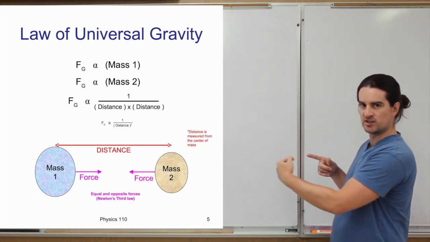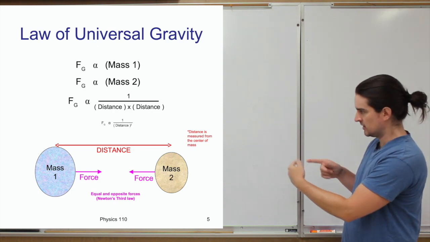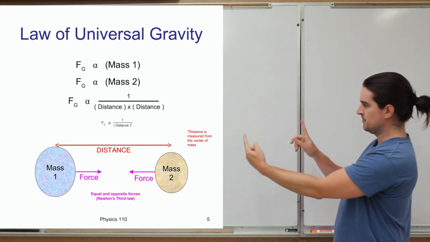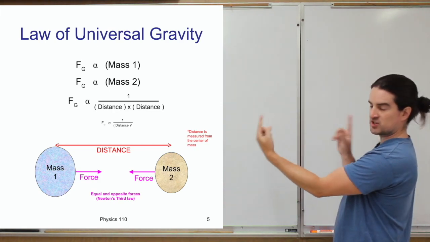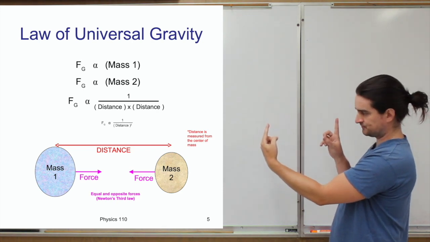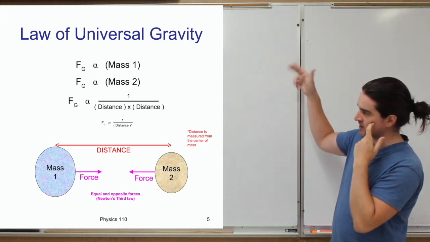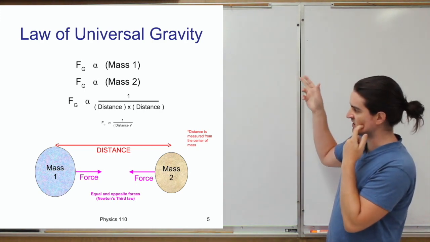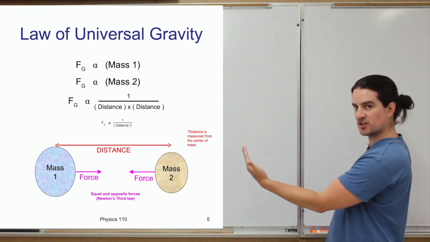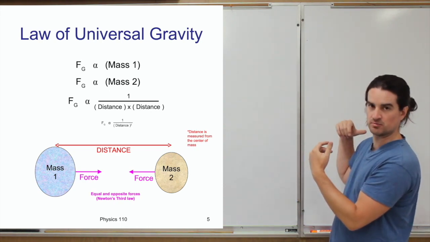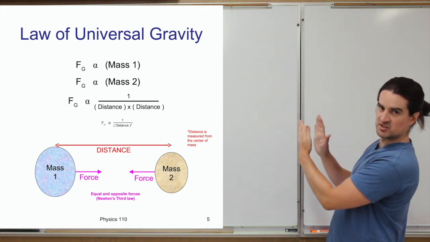That's, again, everything pulls on everything else. They're always pulling towards each other. The distance we're talking about here is technically the distance between the centers of mass of the objects. And yeah, that amount of force is going to go up if either of the masses goes up, and it's going to go down if the distance gets larger, right, because it's inversely proportional, and it's going to go up if the distance gets smaller.